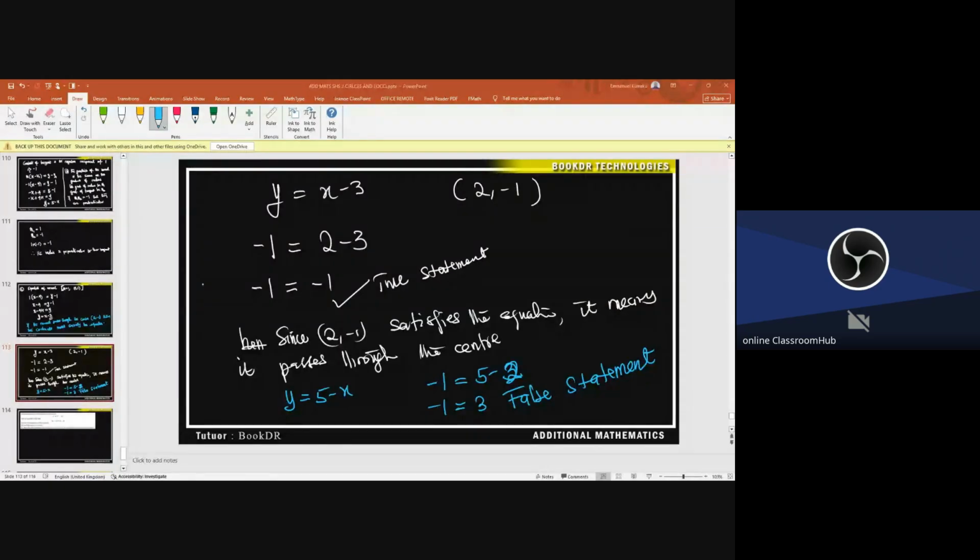So y is equal to 5 minus x. When you throw in the values, that is (2, -1), so -1 for the y, then 2 for x. We simplified it and we got -1 is equal to 3. And in mathematics, we all know that -1 and 3 are not equal. So that is a false statement. It means the point (2, -1) cannot satisfy the equation of the tangent. Hence, the tangent does not pass through the point (2, -1), which is the center of the circle.